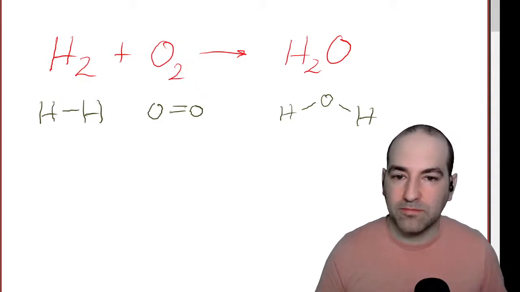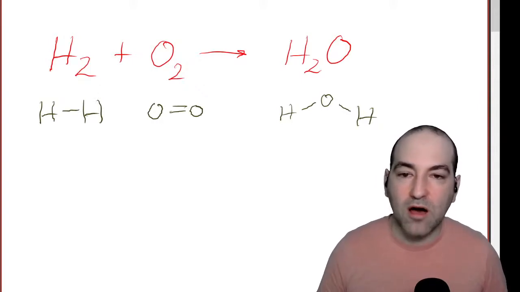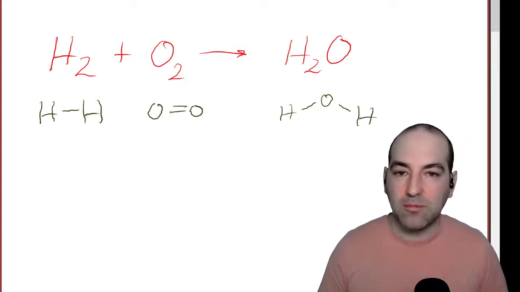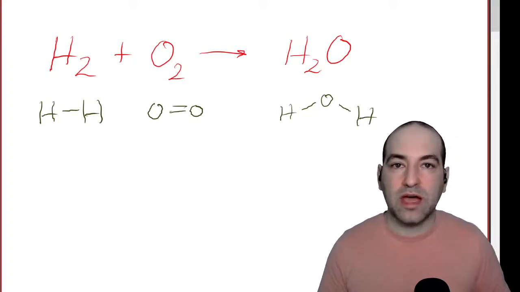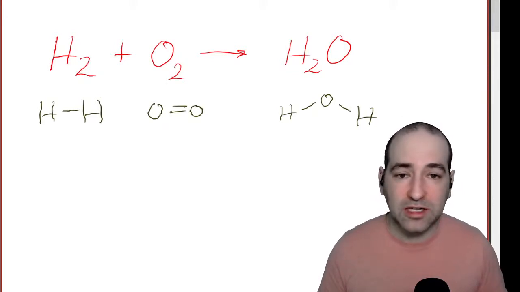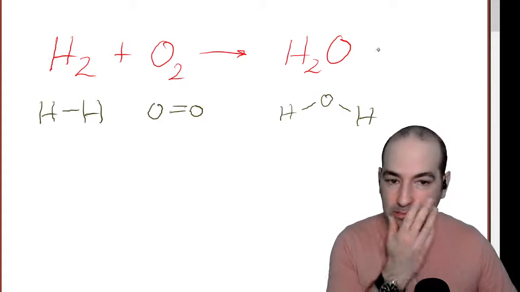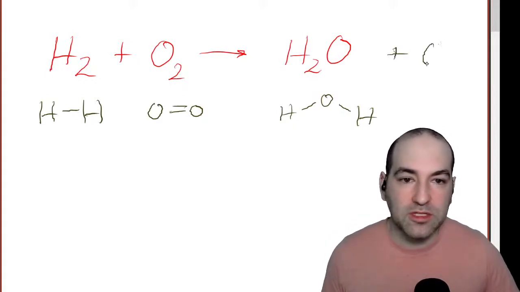And that's a problem because the law of conservation of mass or matter says that matter can't be created or destroyed in a chemical reaction. So what happened to this oxygen? Well, there's a couple choices here. One thing is maybe we just didn't say that it was there. Maybe there's an extra oxygen atom.